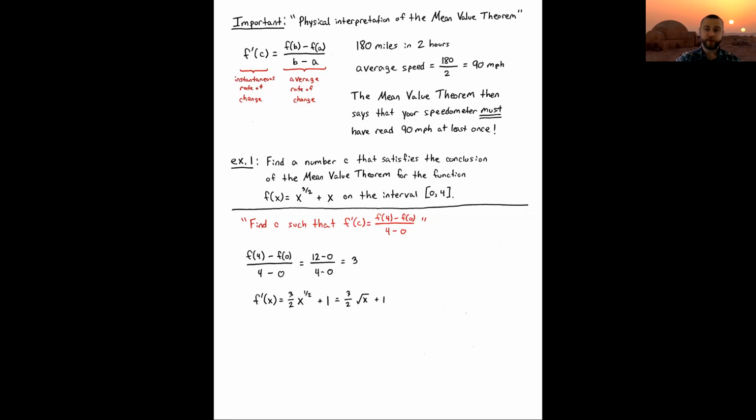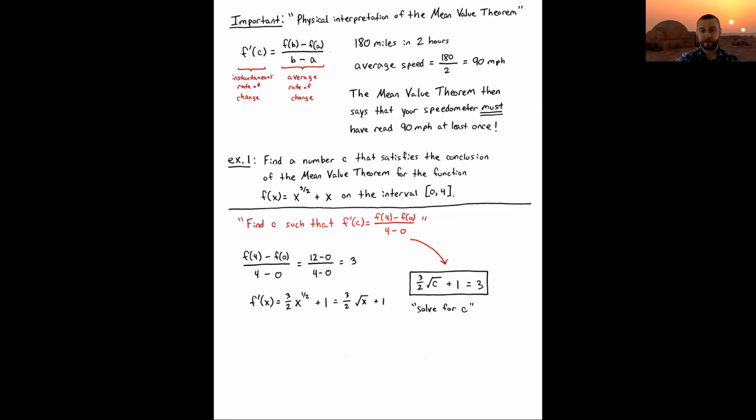All right, now this is f prime of x. The formal statement of the mean value theorem references some x value c. So if we were to plug c into that derivative, you just get 3/2 times the square root of c plus 1. The conclusion of the mean value theorem would say that the slope for the tangent line, f prime of c, should equal the slope of our secant line.